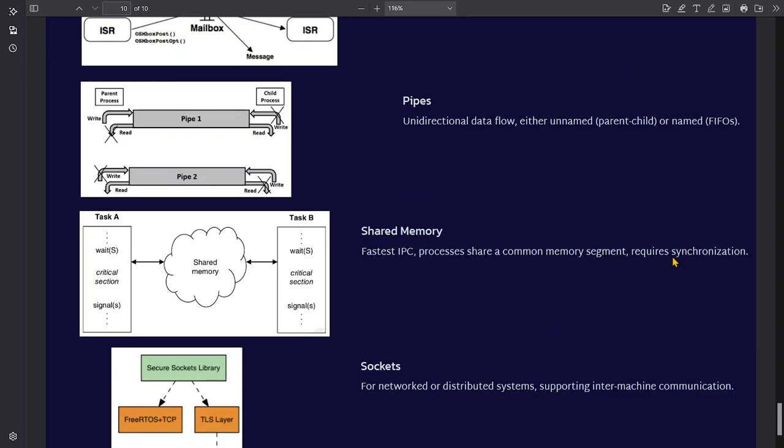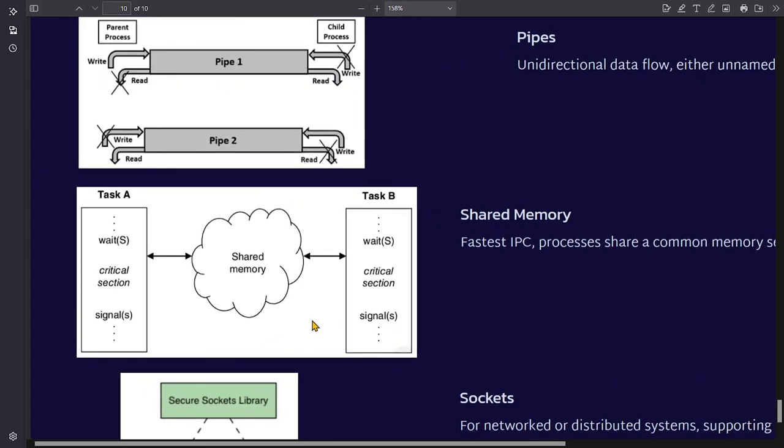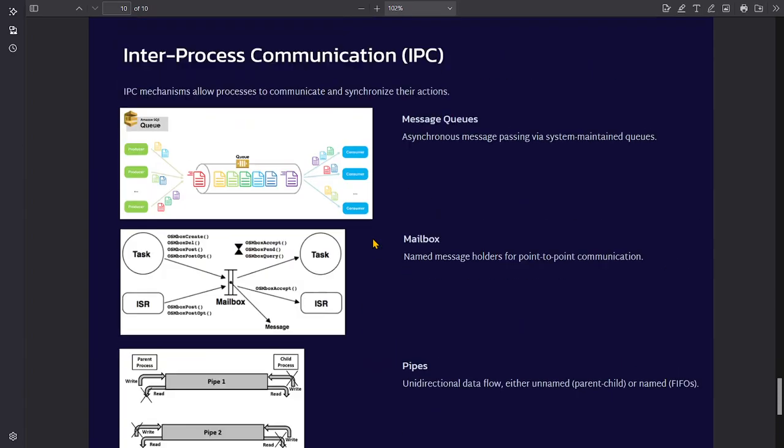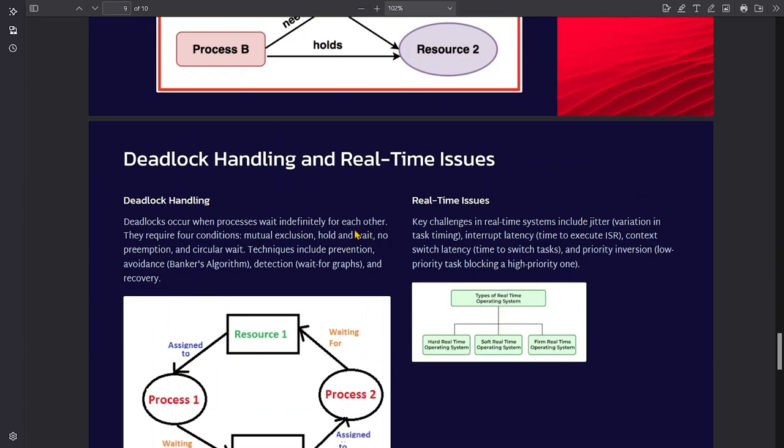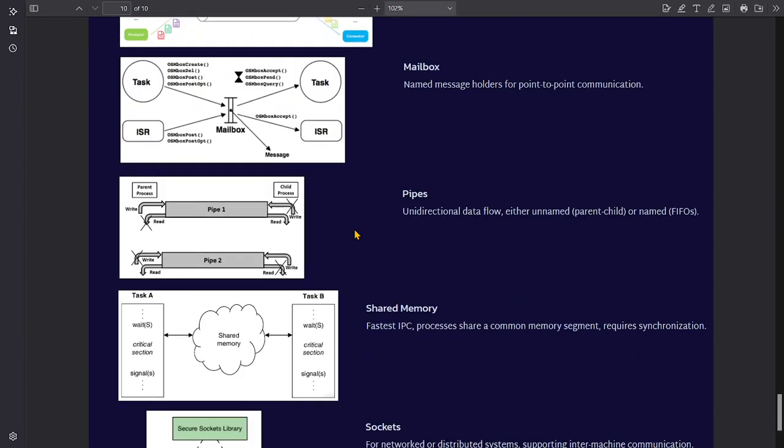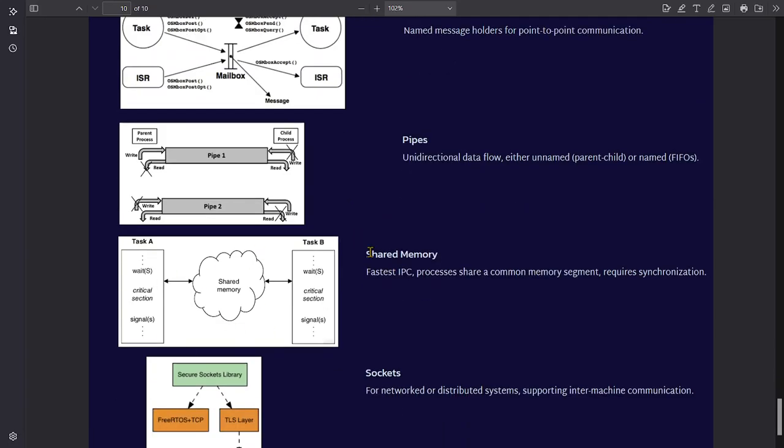Shared memory is the fastest inter-process communication method, but it requires very careful synchronization. So, like I mentioned previously in deadlock handling, the set of shared resources has to be synchronized perfectly so that no task overrides the other.